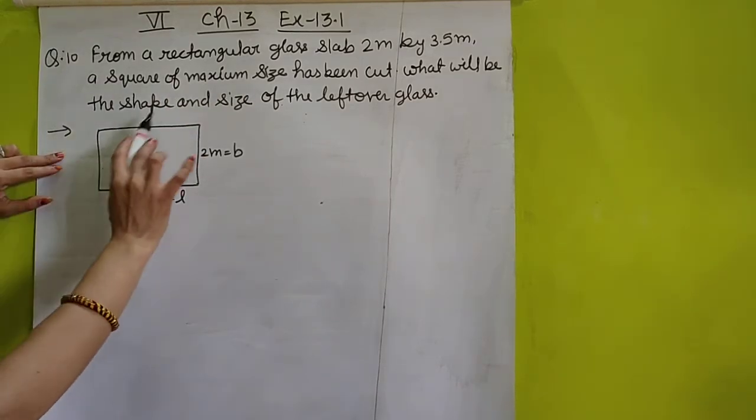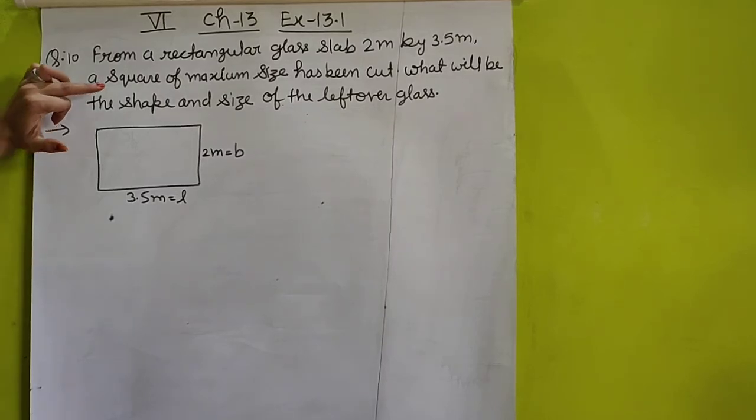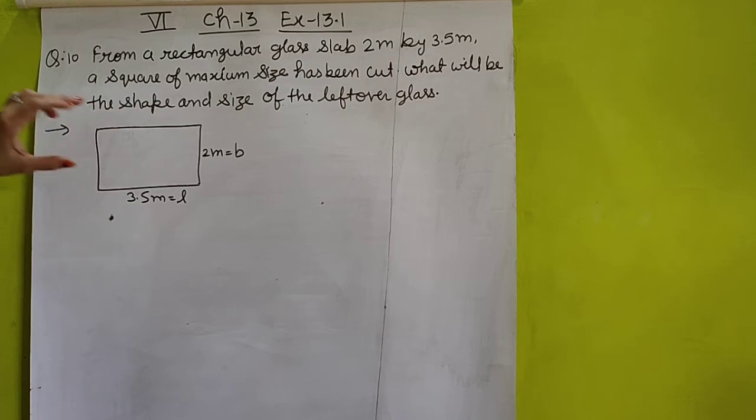What will be the shape and size of the leftover glass? After cutting the square, some glass will be left. Then they are asking what will be the shape and size of that leftover glass. It means जो बचा हुआ glass है उसका shape and size क्या होगा?